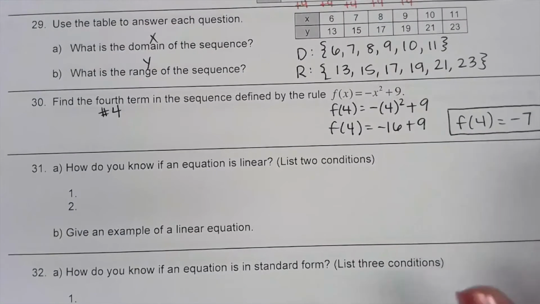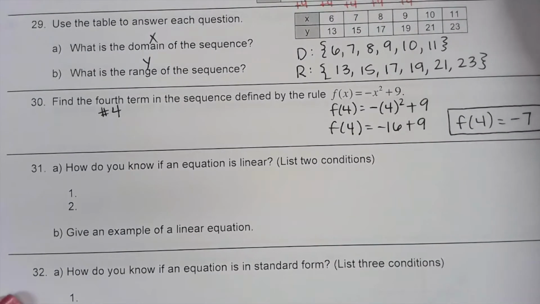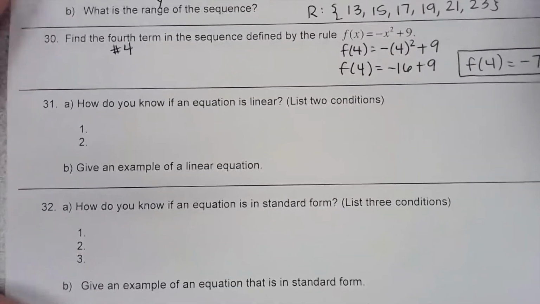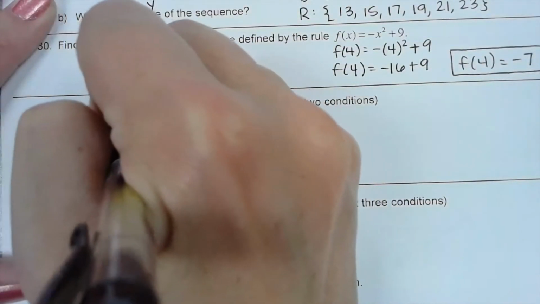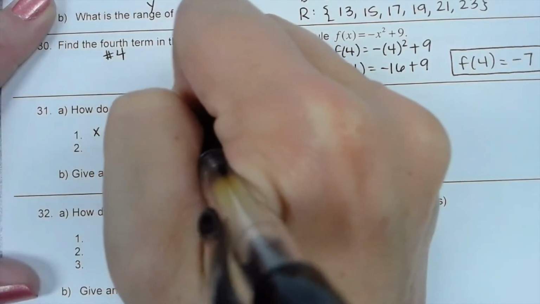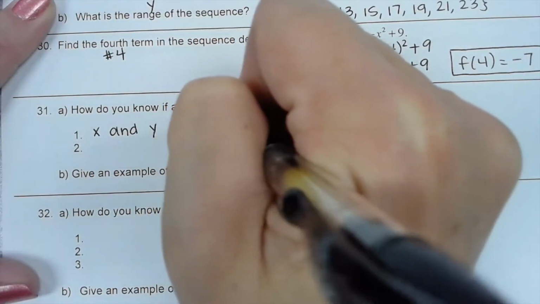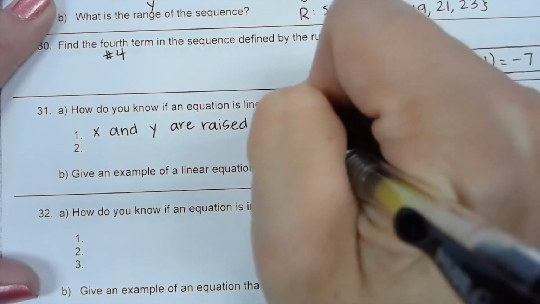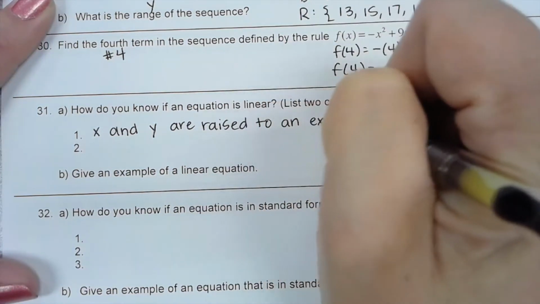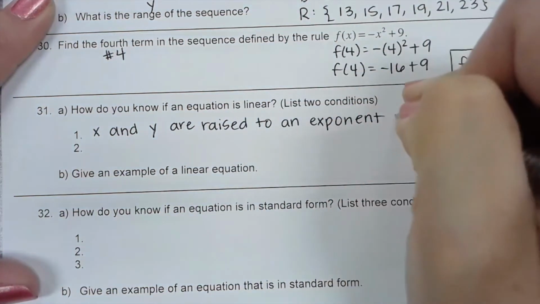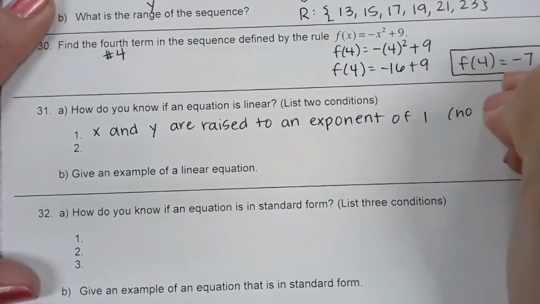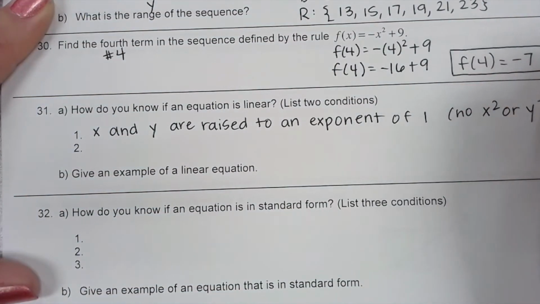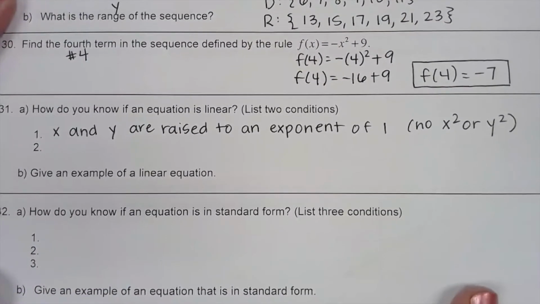Question 31 says, how do you know if an equation is linear? And it wants you to list two conditions. So if an equation is linear, x and y are raised to an exponent of 1. So there's no x squared or y squared, or in fact any other variables that would have squareds on it.